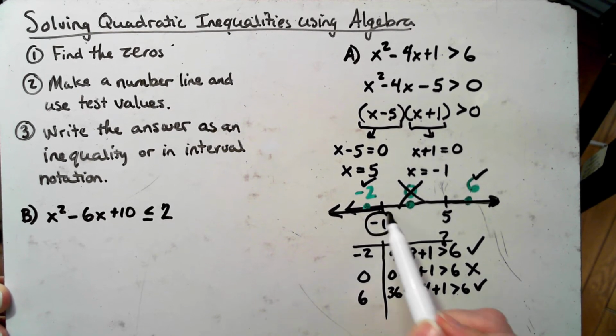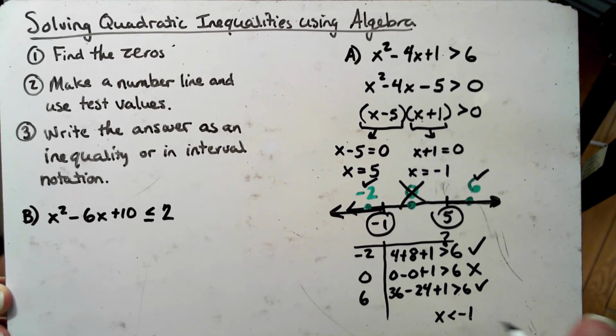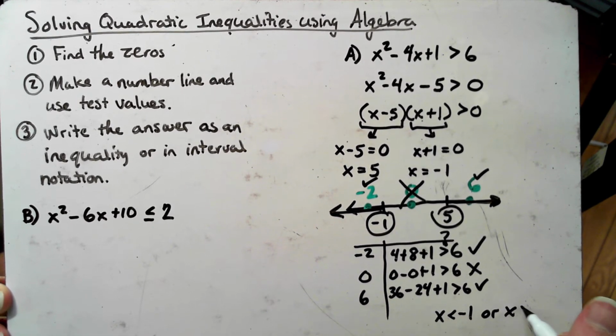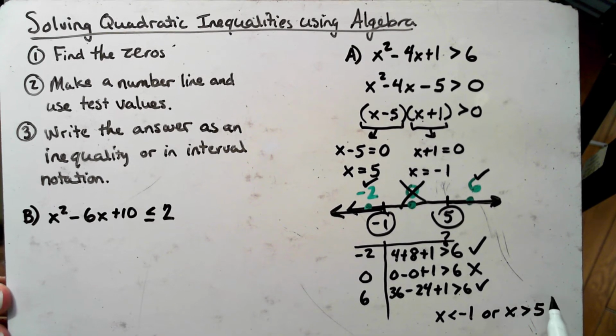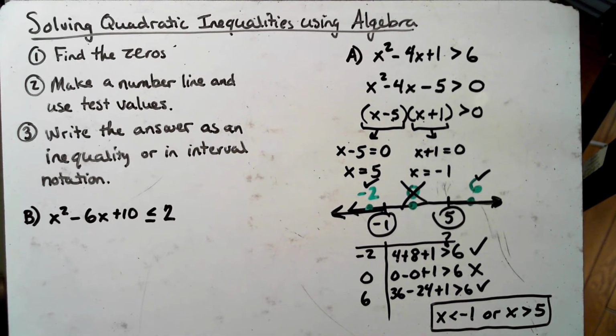Remember, we're using these numbers at the bottom. So x is less than negative 1 or x is greater than 5. So let me show you another example. In this example, I'm going to use the quadratic formula.